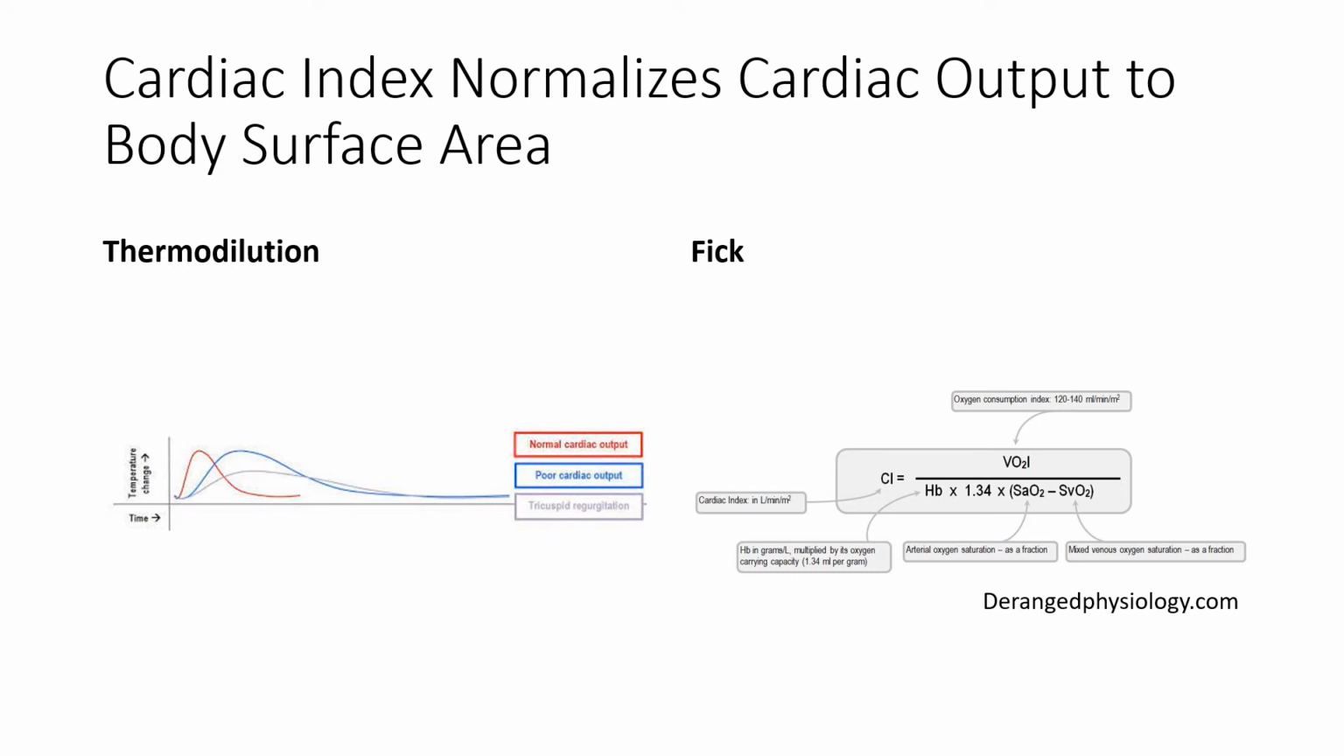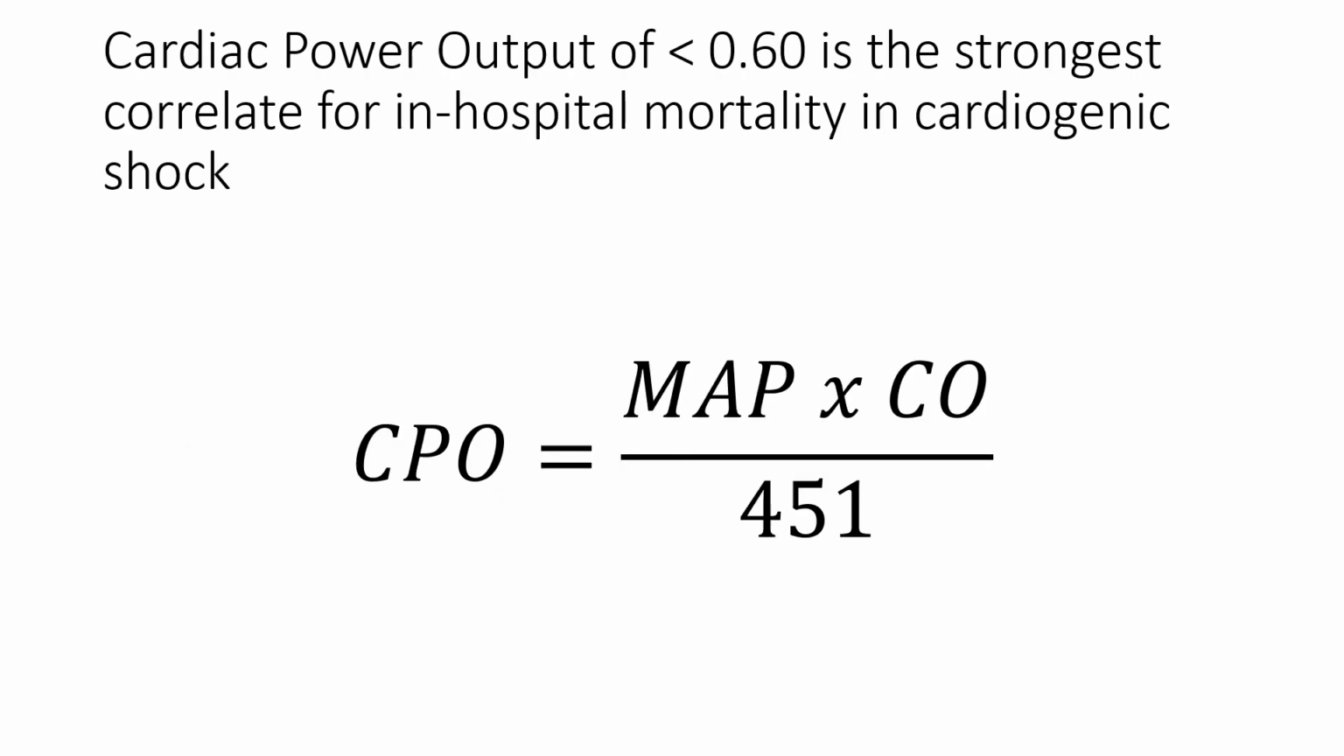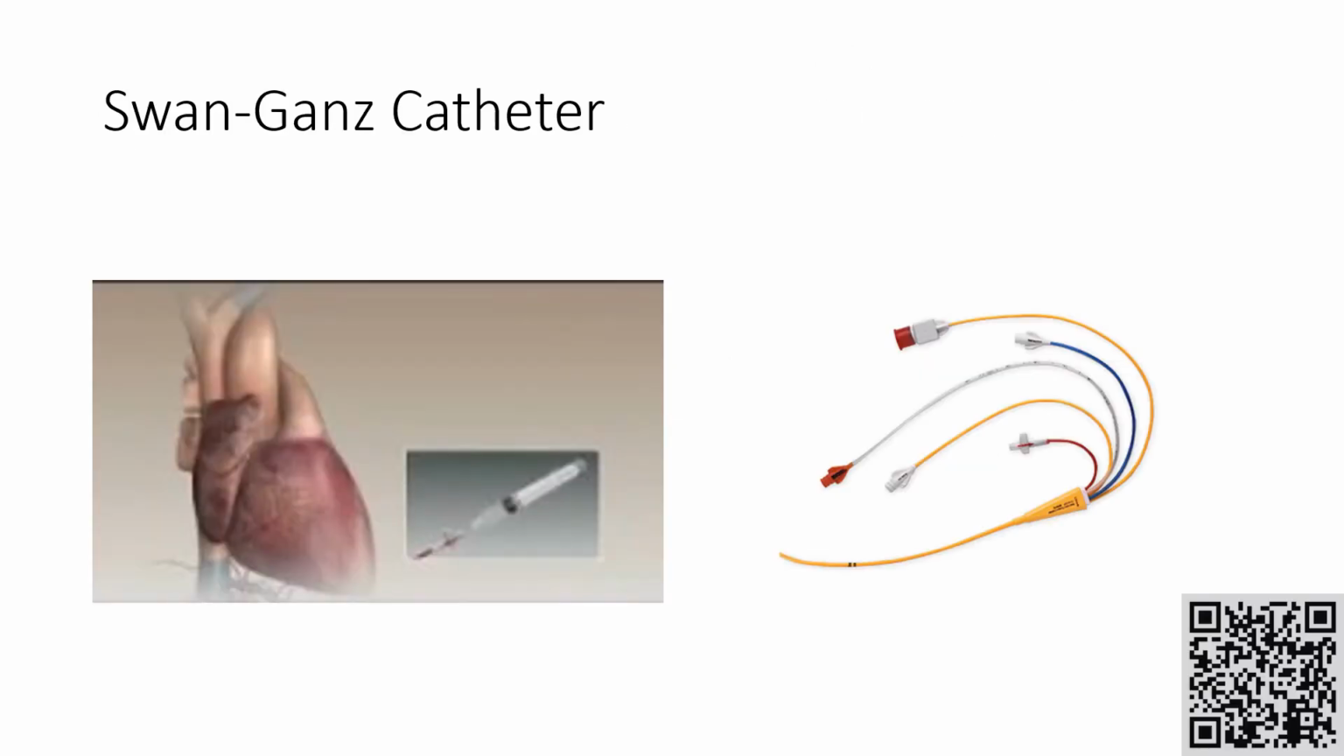So essentially 10 divided by whatever that difference might be. As mentioned earlier, the cardiac power output of less than 0.6 is the strongest correlate for in-hospital mortality in cardiogenic shock. So cardiac power output, this was based on the SHOCK trial: mean arterial pressure multiplied by cardiac output divided by 451 to convert this into watts. And so this is an important measurement in measuring the prognosis of this.